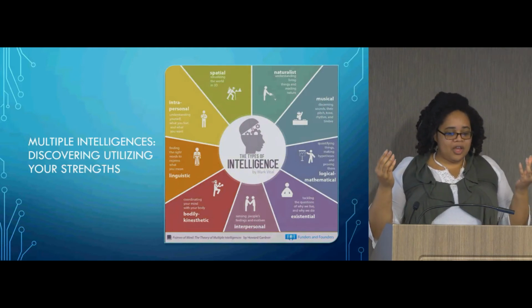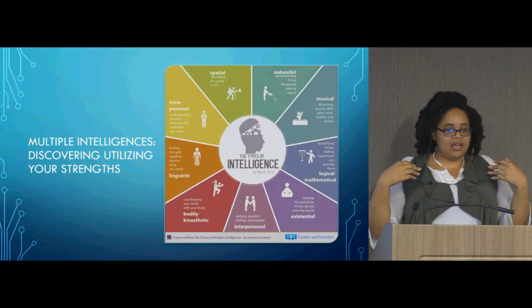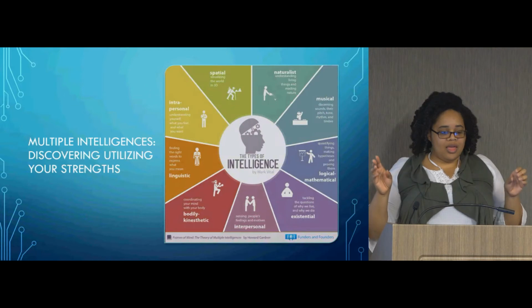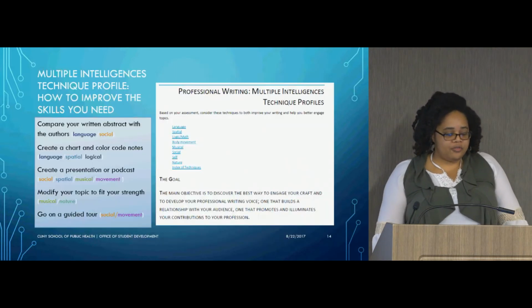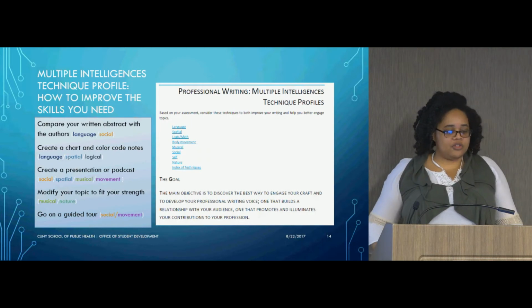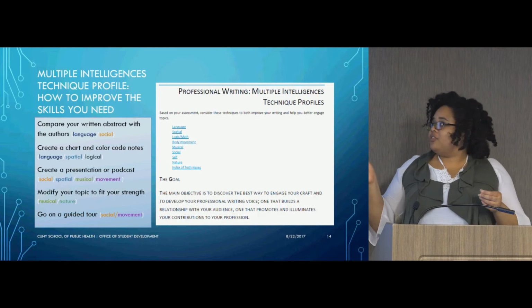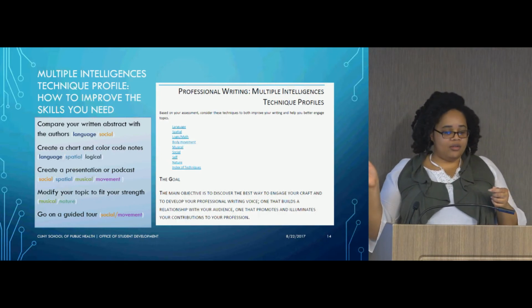But the other intelligences: spatial, interpersonal, which is self, linguistic, bodily kinetic, which is movement, logical mathematics, you're really good at math, musical, and naturalist, so you're really in tune with nature. All these different intelligences correspond to the different techniques that we have listed here in our profile.